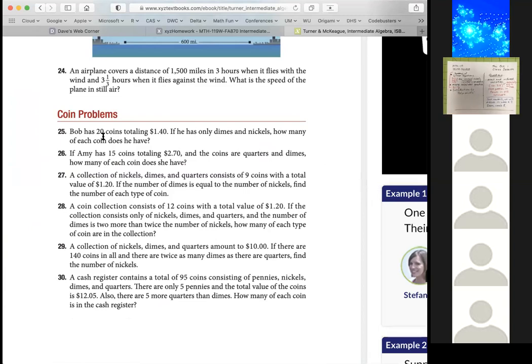Bob's got 20 coins. They total $1.40. If he only has dimes and nickels, then how many of each does he have? We should be able to work that out. In fact, we should be able to work that out counting on our fingers and toes, probably. But I just want to use it as a way to practice solving linear systems.